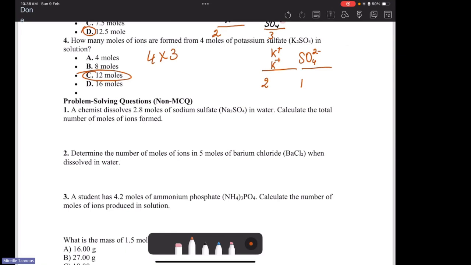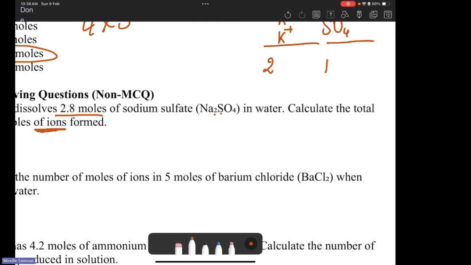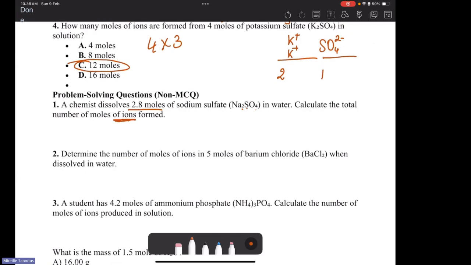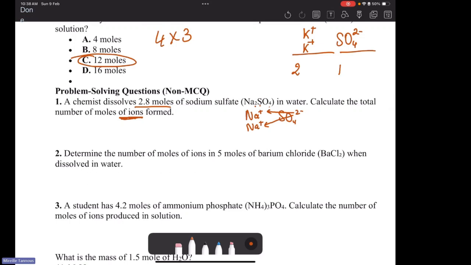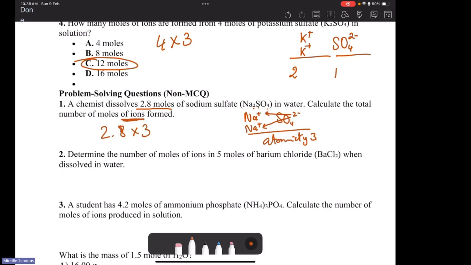Now, a chemist dissolves 2.8 mole of sodium sulfate. They want the total number of moles of ions. If they said atom, I would say 2 plus 1 plus 4. But they said ions. It means I have Na plus twice versus 1 SO4 2 minus. So the atomicity is 3. So the total number of moles of ions is 2.8 times 3 ions. That is 8.4 mole.